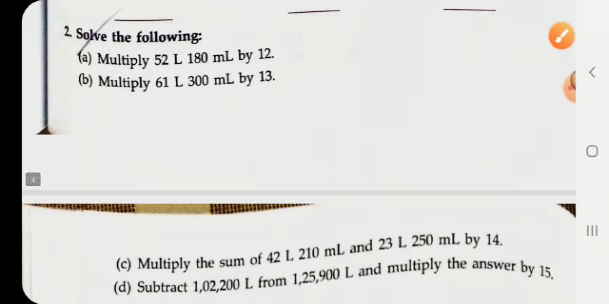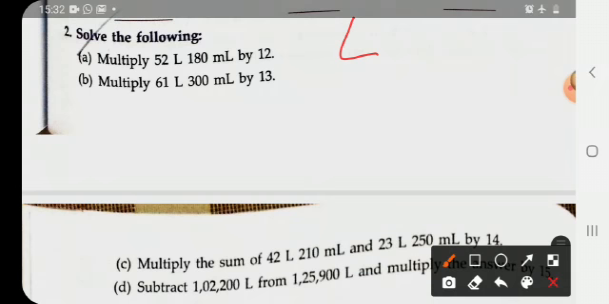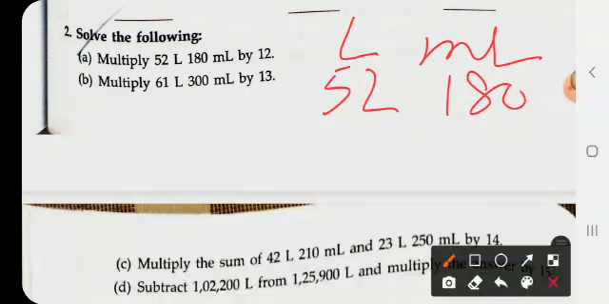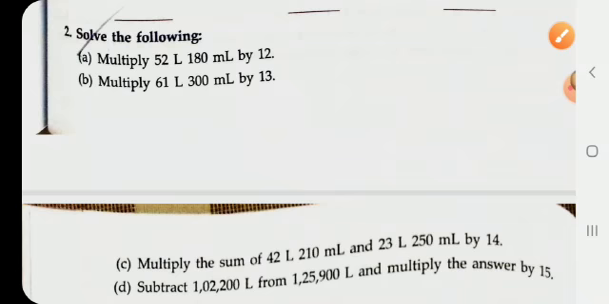Coming on to the solve the following, where we are asked to multiply a simple sum, 52 liters 180 milliliters. Now you will categorize under liters and milliliters and write 52 over here, 180 over here, and multiply it by 12. Now you must know the tables of 12 to solve this sum, and you will get the answer over here. This is how it is done.